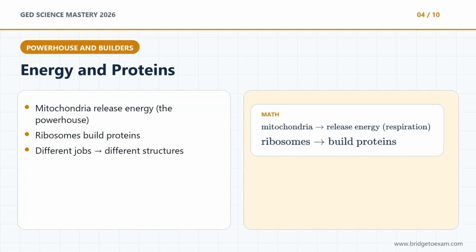Now the two workhorses. The mitochondria carry out cellular respiration. They release usable energy from food. That is why the mitochondrion earned its famous nickname, the powerhouse of the cell. If a cell loses its mitochondria, it struggles to get energy. The ribosomes are the builders. They assemble tiny pieces called amino acids into proteins, and proteins do most of the real work in the body. So remember this pairing. Mitochondria release energy, and ribosomes build proteins. Energy and proteins. Two different jobs, two different parts.